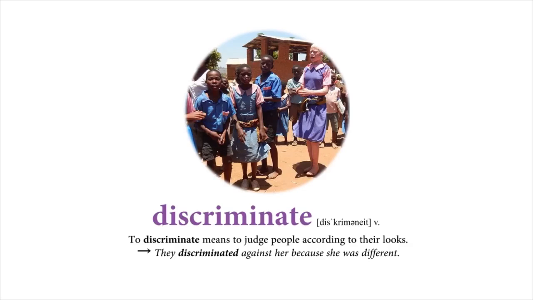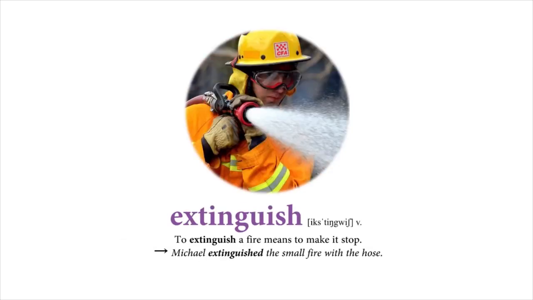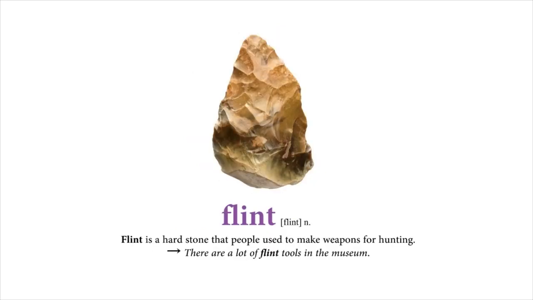Discriminate. To discriminate means to judge people according to their looks. They discriminated against her because she was different. Embassy. An embassy is where government officials work in a foreign country. If you lose your passport, you should contact the embassy. Extinguish. To extinguish a fire means to make it stop. Michael extinguished the small fire with the hose. Flint. Flint is a hard stone that people used to make weapons for hunting. There are a lot of flint tools in the museum.